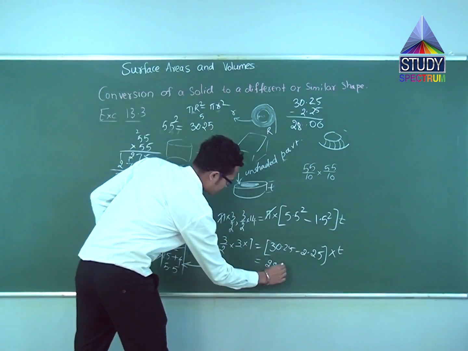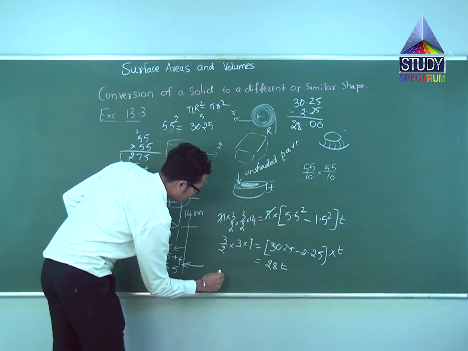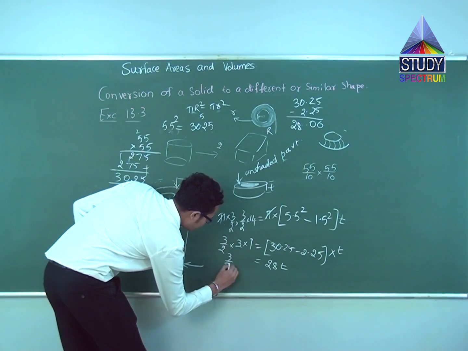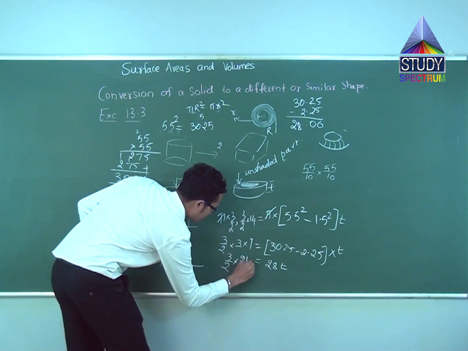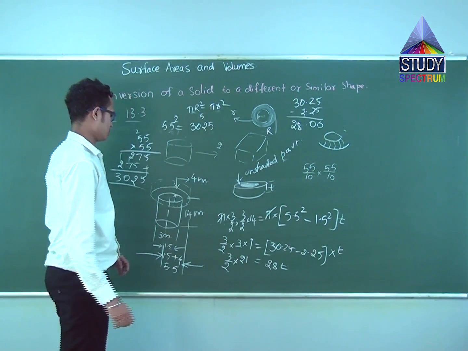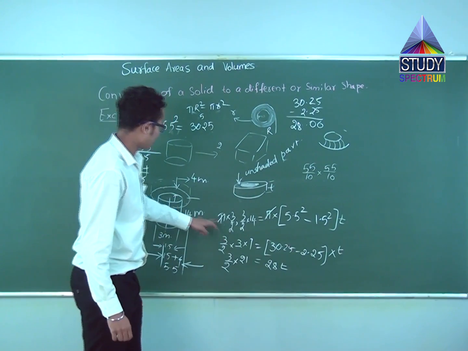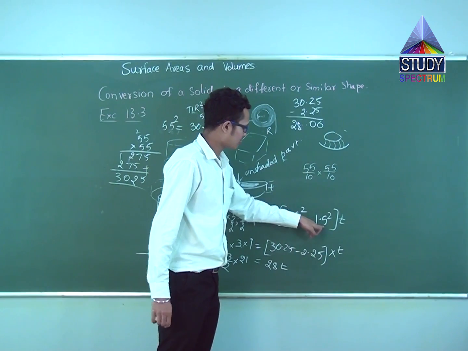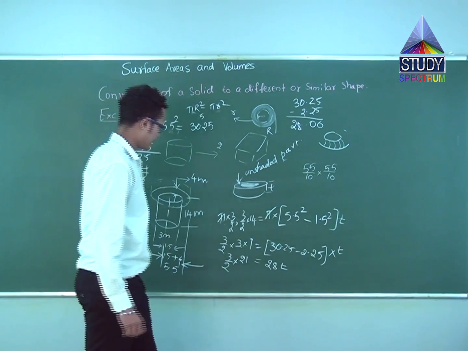That's it. This is t. And now you got 3 by 2, just right here. 3 by 2 into 20. Pi r square into h. Pi, capital R square minus small r square into thickness.